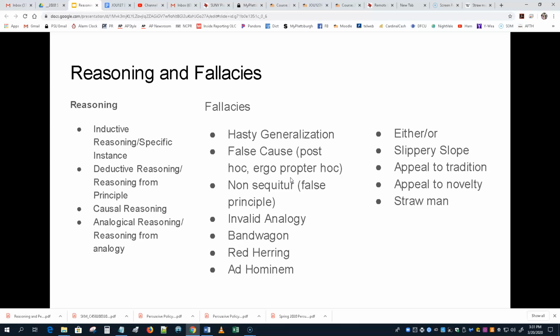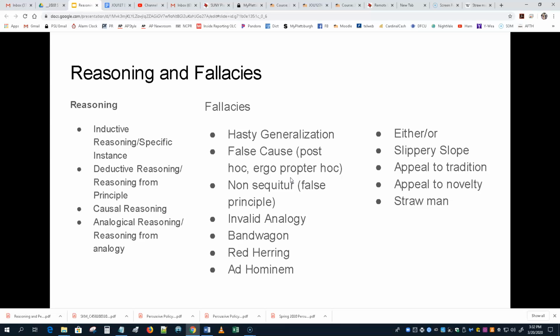Slippery slope argument. Appeal to tradition and appeal to novelty are very similar. Appeal to tradition means we've always done it that way, therefore it's right to do it that way. Obviously, that's not always true. Appeal to novelty means it's new and different, so it must be better. Obviously, that's not always true. So again, these are often used intentionally to mislead.